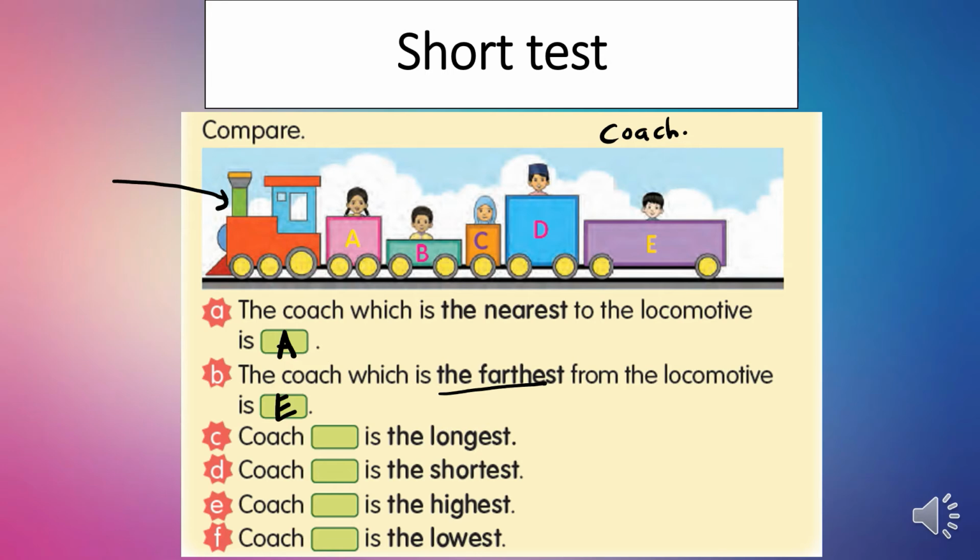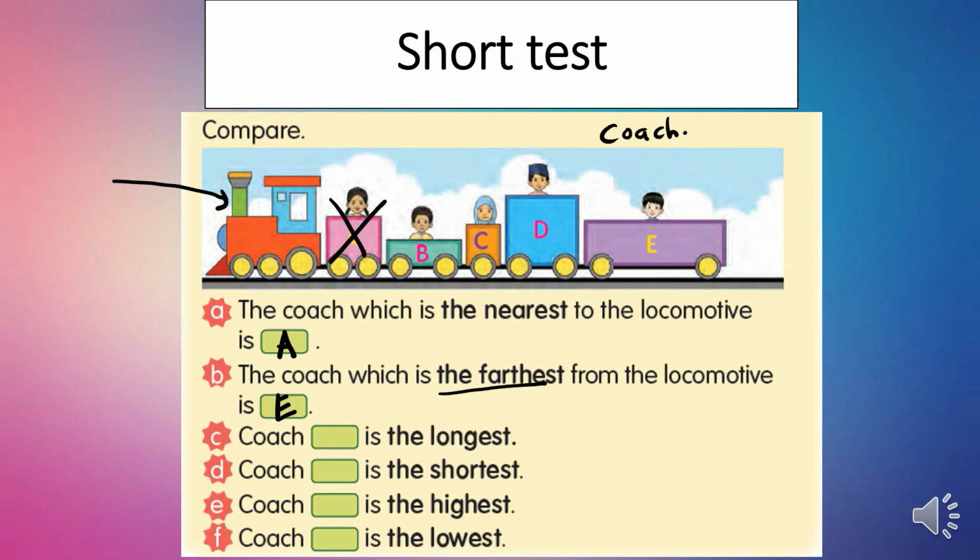Now, let us compare which coach is the longest. To try to find the answer, you need to compare the coach one by one. Okay, let's compare coach A and coach B. Which one is much longer? Is it coach A or coach B? Yes, coach B is much longer than coach A. So coach A is wrong.